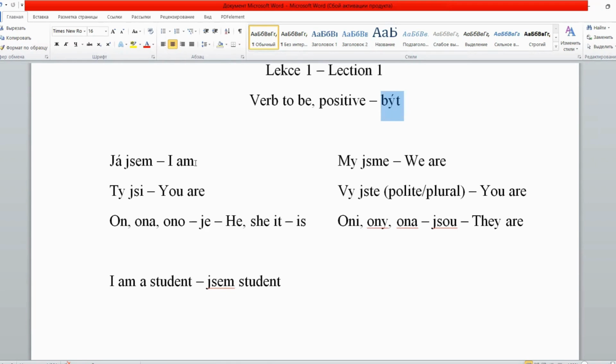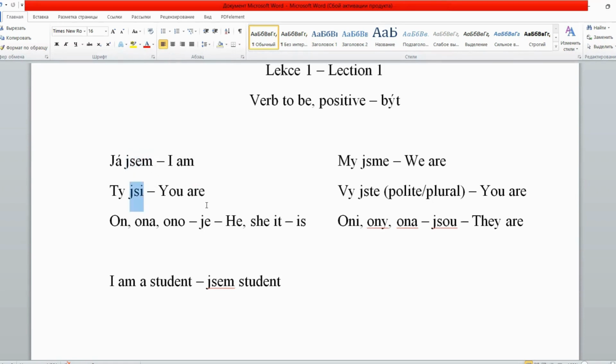If you want to say I am, in the Czech language we use jsem. Já jsem, it means I am. If you want to say you are, ty jsi. Jsi basically means you are. You don't have to use ty. You can just use jsi, or jsem, I am.